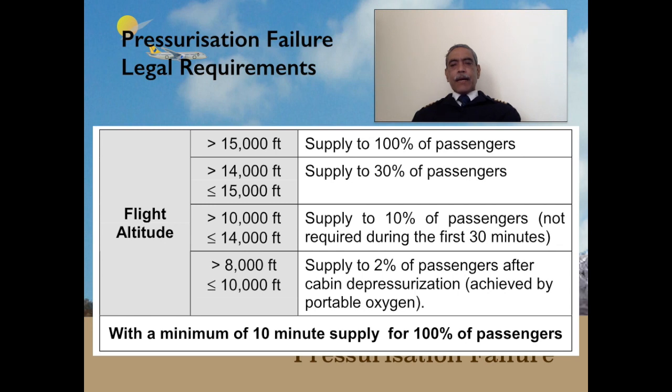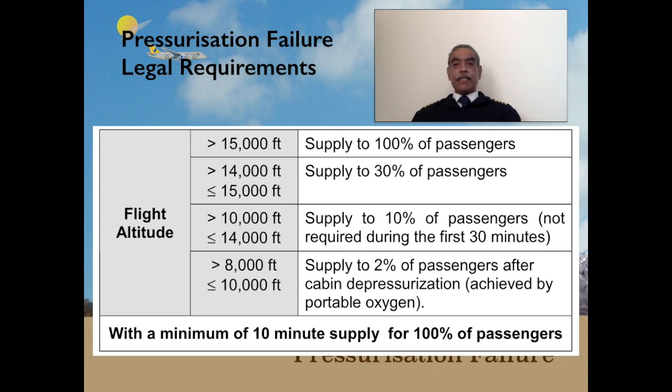Therefore, the provisions are given. And I just want to explain once again, these provisions only mean that as long as the aircraft is above 15,000 feet, the entire set of passengers have to be supplied with oxygen, at least for a minimum period of 10 minutes.